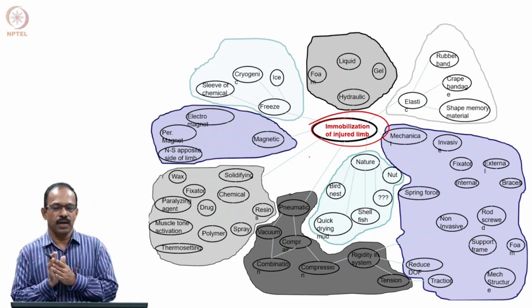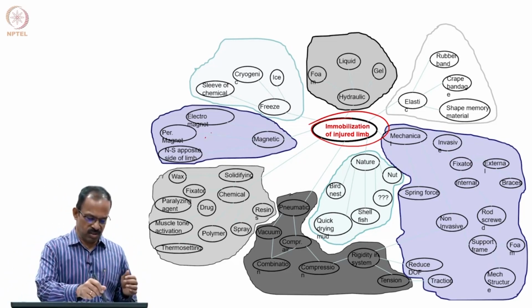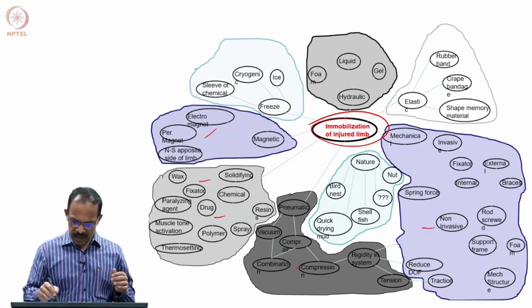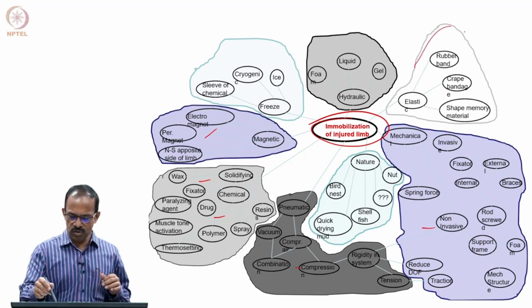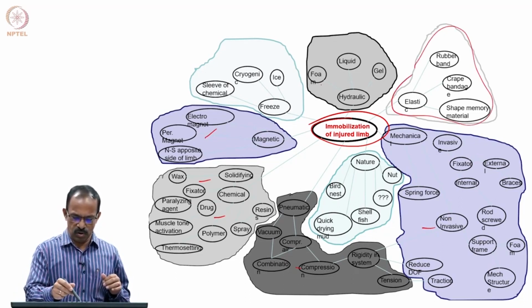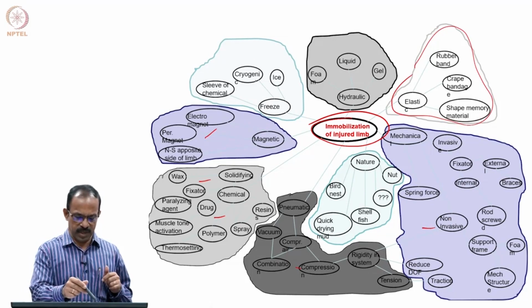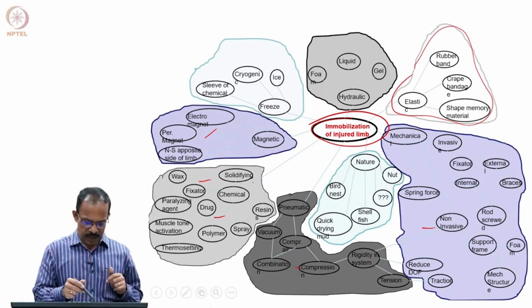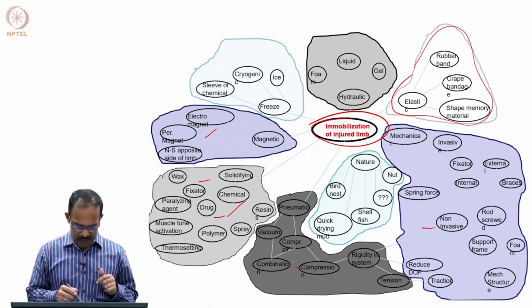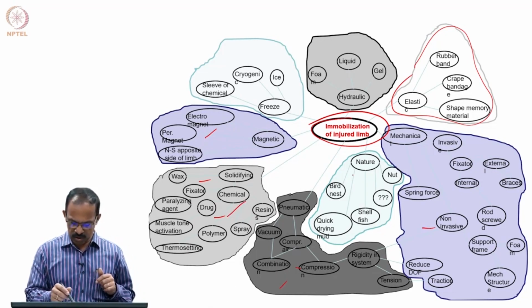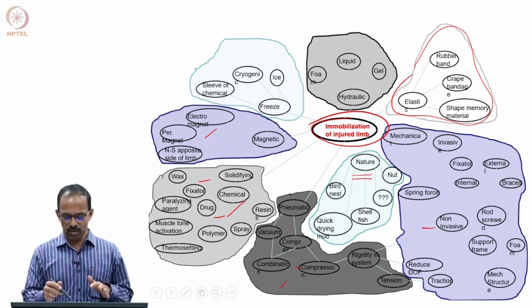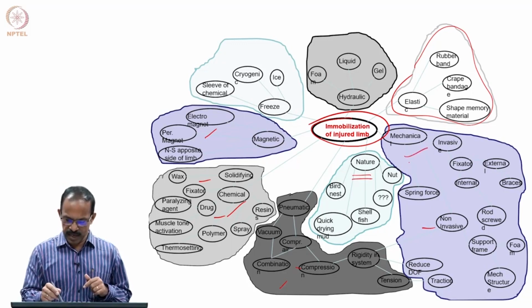If you do a brainstorming session, you will get a large number of ideas like this, and you can categorize them based on the area. So this is hydraulic, this is for freezing or temperature based, this is magnetic, this is chemical based, this is vacuum based, this is based on nature or analogous to nature, mechanical solutions etc.